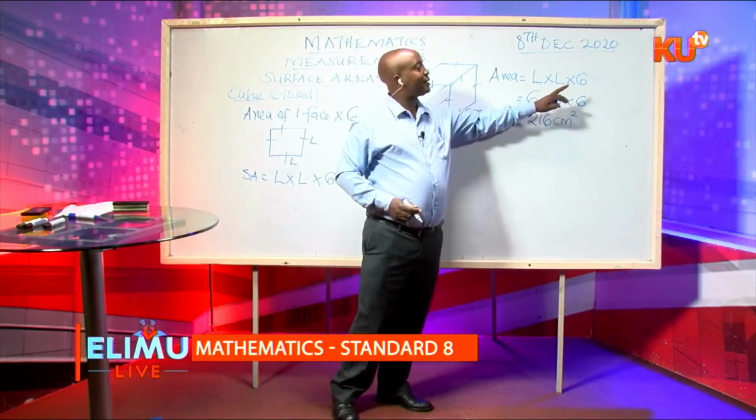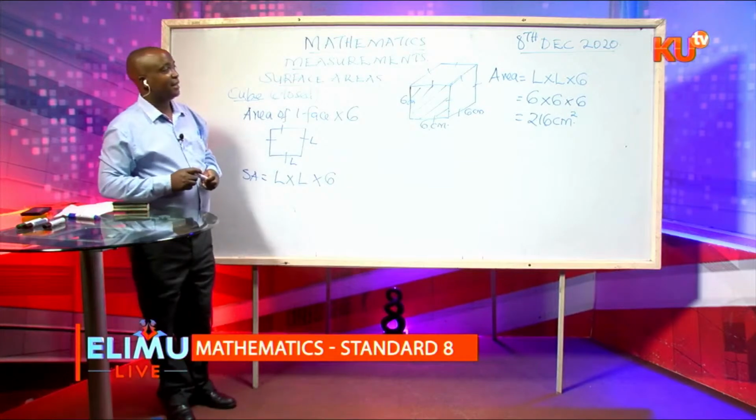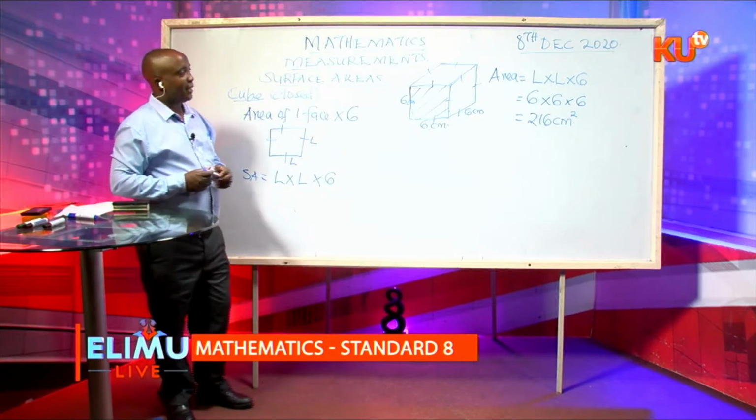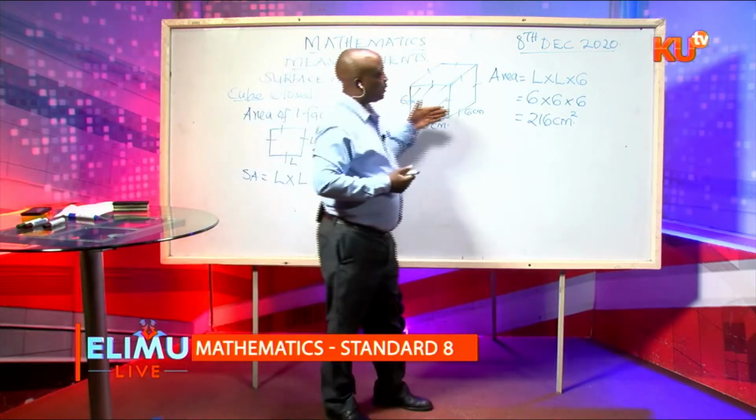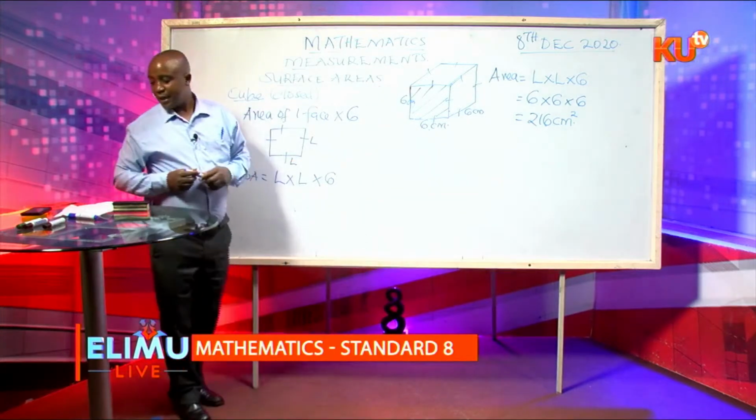We get the area of one face, then we multiply by the number of faces, which we have found to be 6. So the surface area of this cube is 216 centimeters.